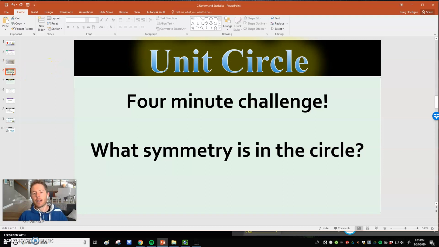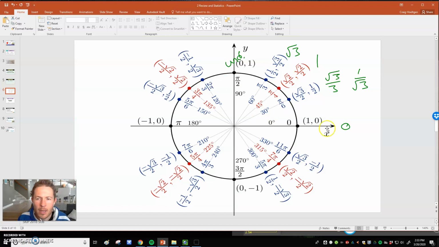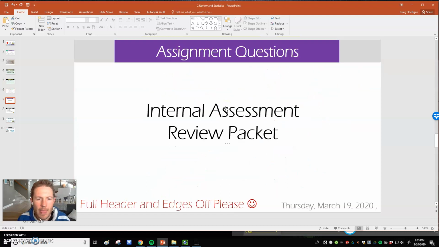So next, if we were together, after the break, I was going to have us do a 4-minute challenge. Just keep these in our brain. The more you do it, the better it stays in your head. If this is something easy for you, great. If it's not something that's easy for you yet, keep practicing, guys. Okay, tangent values. Don't forget the tangent values. Remember, tangent is just y over x. Okay, unit circle.